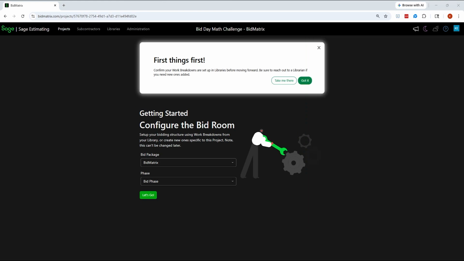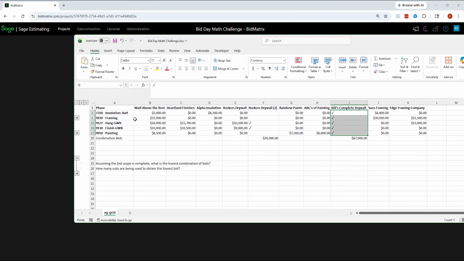So if I go back and take a look at the spreadsheet that we're looking at there, all of this is going to be on one bid grid because I've got a combination of some people bidding a lot of things, some people just bidding pieces of it and things of that nature. So as far as bid grid goes, I'm just going to set up one bid grid for this example.